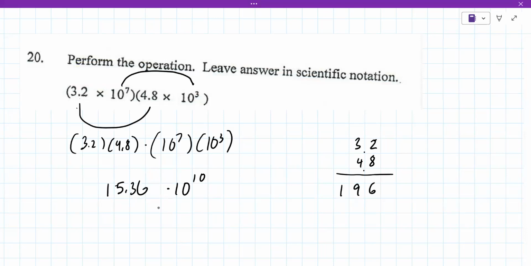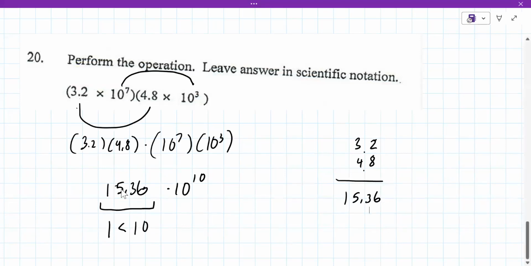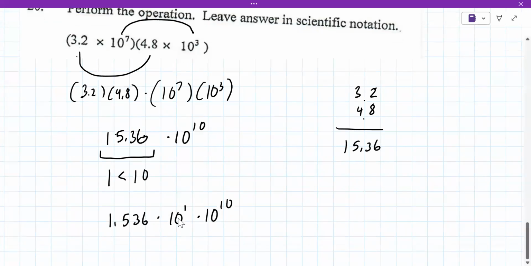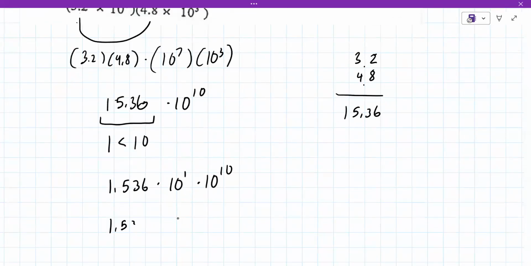All right, so from here, this number in front, it's called the mantissa, it needs to be between 1 and 10. Which means you have to move the decimal. And since you move the decimal to the left, it creates an additional power of 10. Like this. And so from here, you can then add the exponents. 1.536 times 10 to the power of 11.